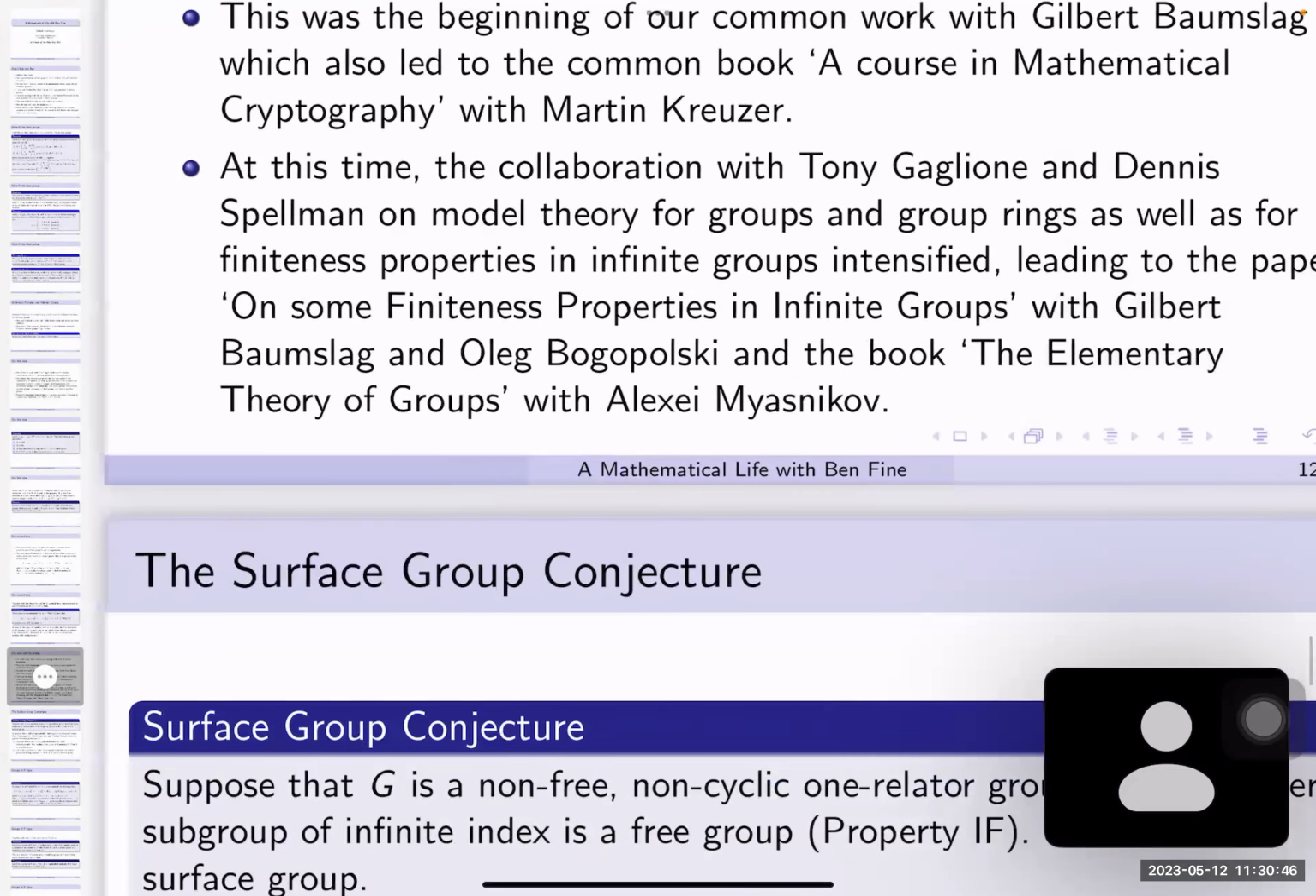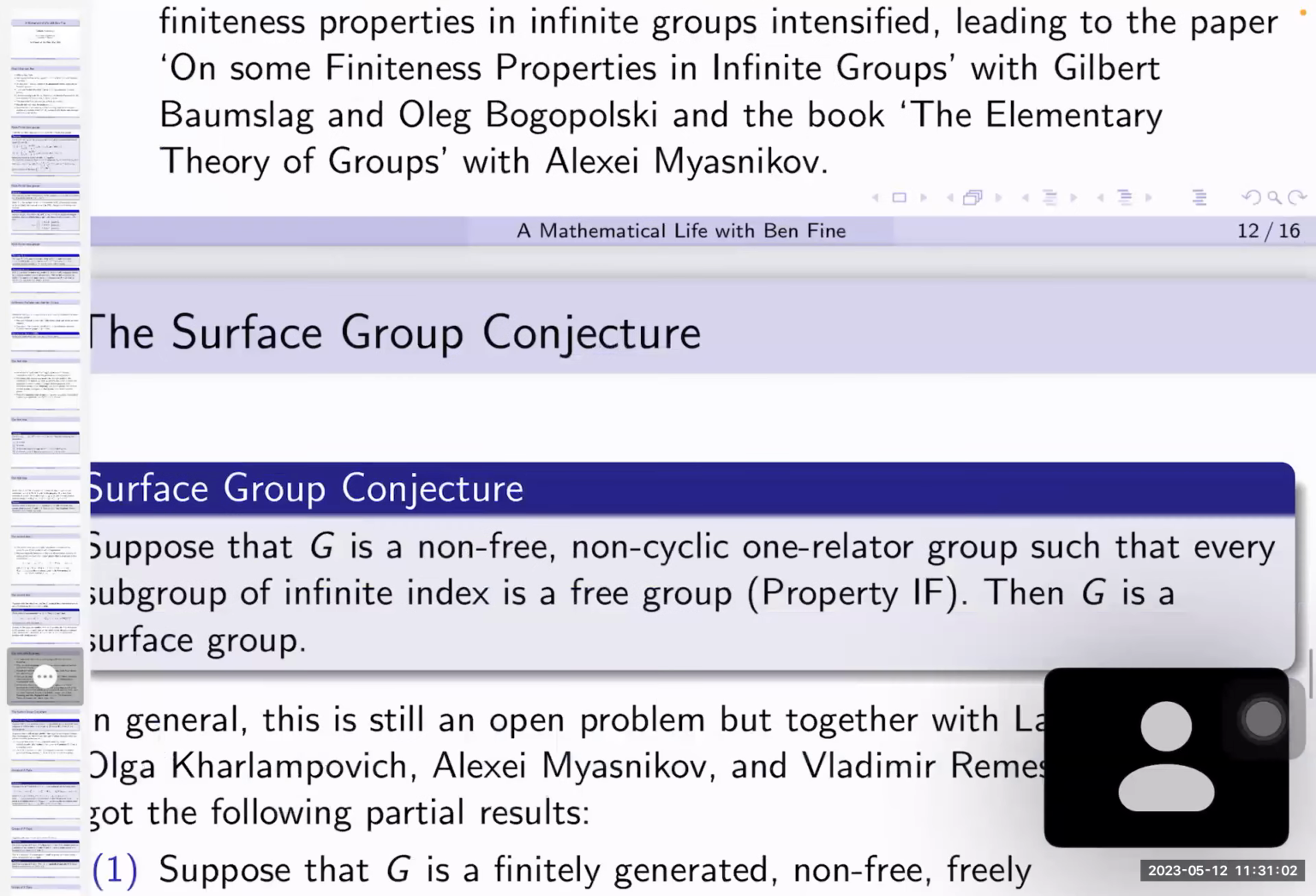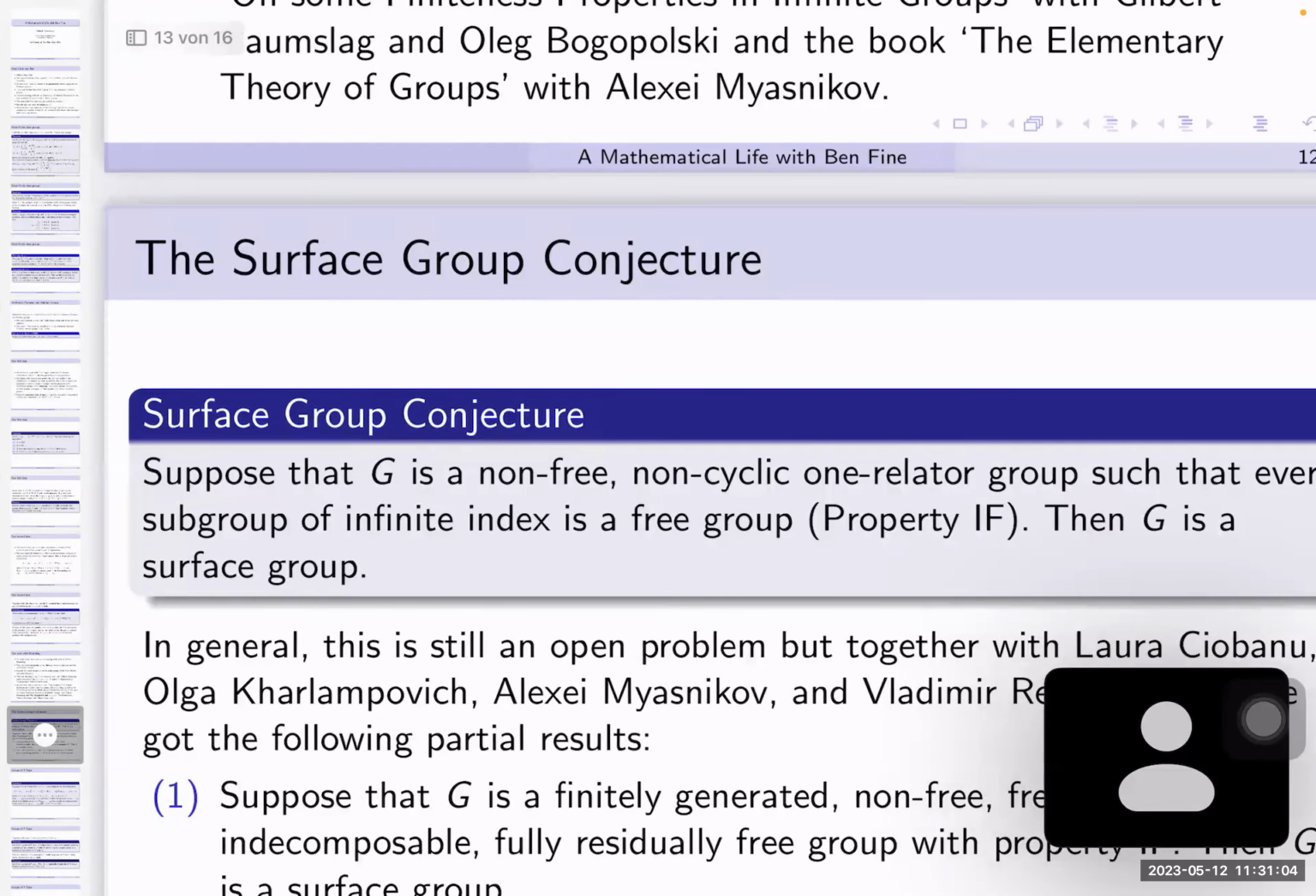I now want to mention what I believe is Ben's most favorite conjecture, that is the surface group conjecture. And I like it in the following way. Suppose G is a non-free, non-cyclic one-relator group such that every subgroup of infinite index is a free group. We call that property IF. Then G is a surface group.